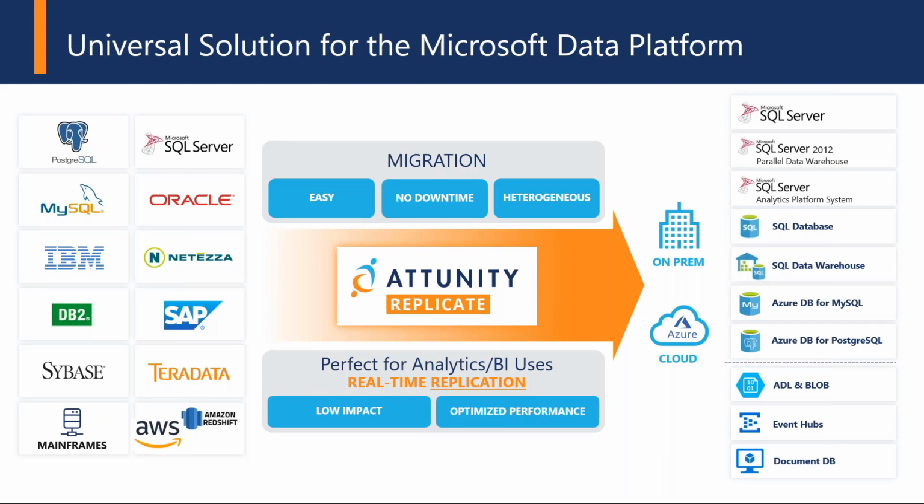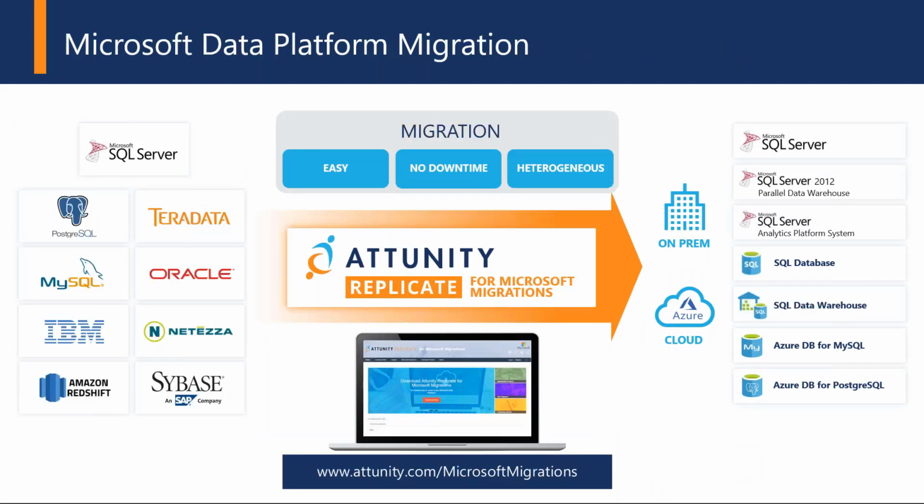So again, here's a universal solution, if you like, for data migration, and what it looks like. All of my data sources are on the left, Attunity Replicate is in the middle, and all of my Microsoft targets are on the right. And lucky for you folks, there's a specific solution that is free to use and free to download for Microsoft customers, and that's the Attunity Replicate for Microsoft Migrations. We'll come back to this later, but you'll get a copy of these slides and you'll see the URLs, and you can go and try that out yourself.